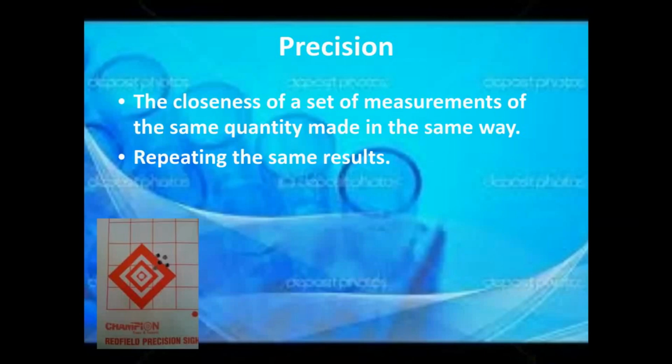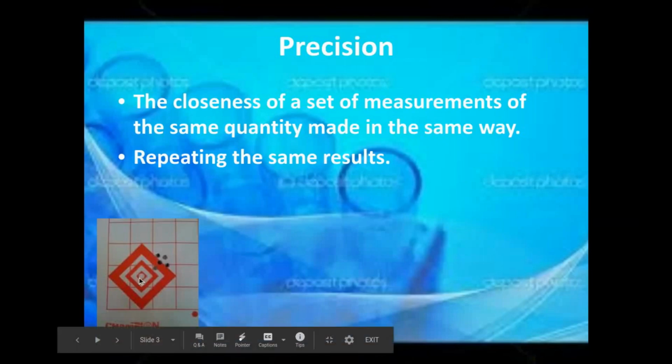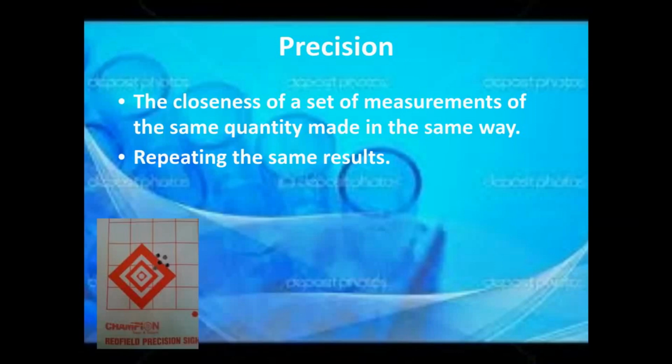So when we do an experiment, or collect data, or try to hit a bullseye, we want to be accurate and precise, which means we would hit that center point over and over again.